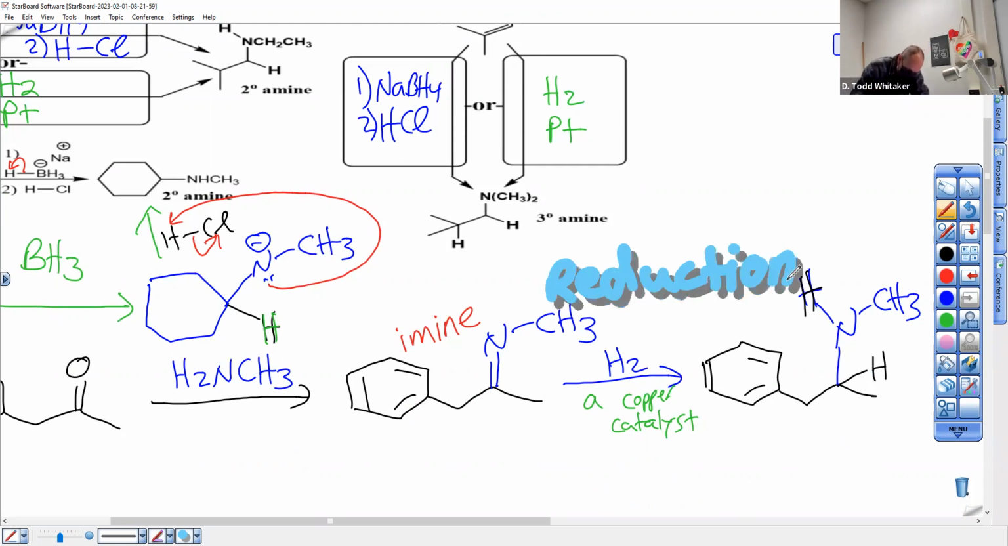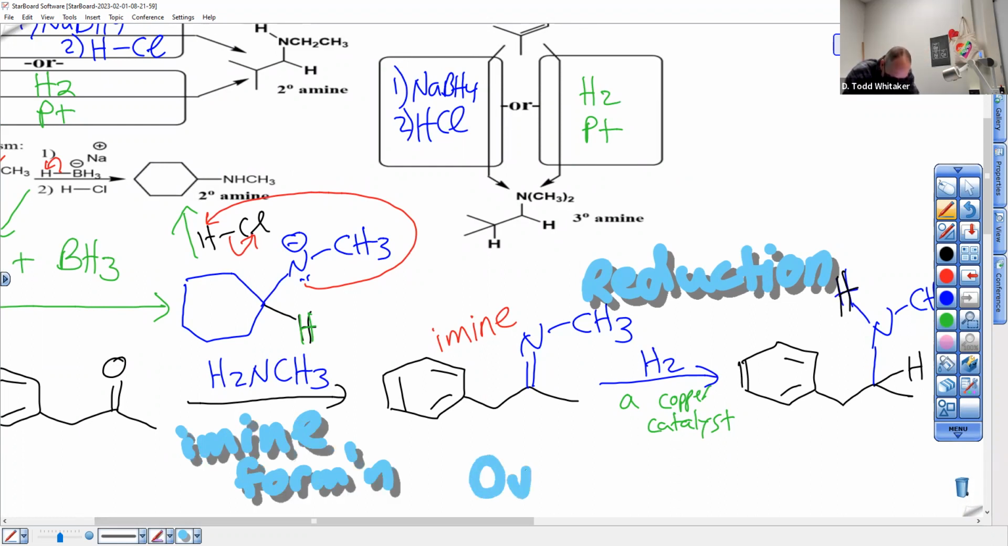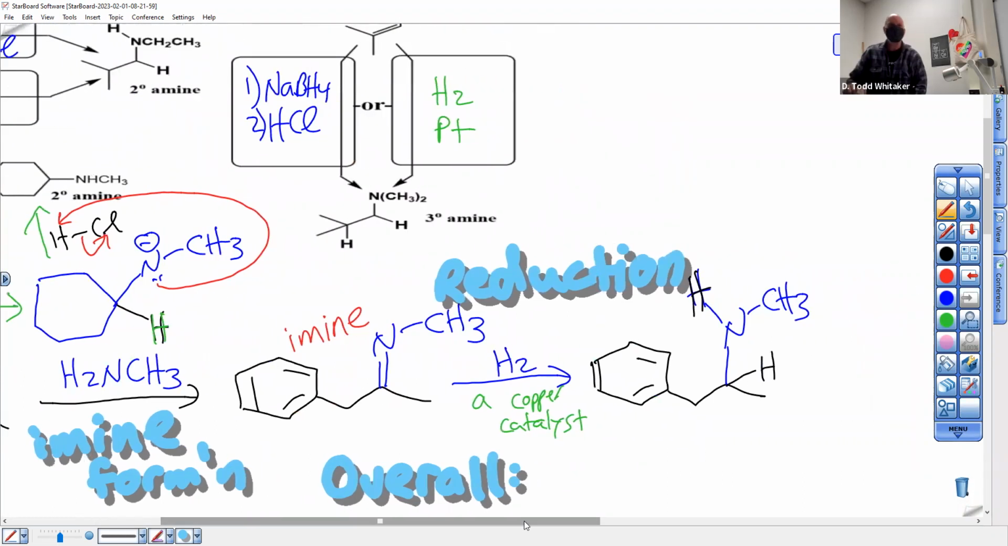And this is imine formation, the first one. Imine formation. And overall, this is one of the most common ways to make amines because it has very reproducible chemistry. It's very general and it works almost every time. And the name is excellent. I love the name. Reductive. And it looks like a typo.